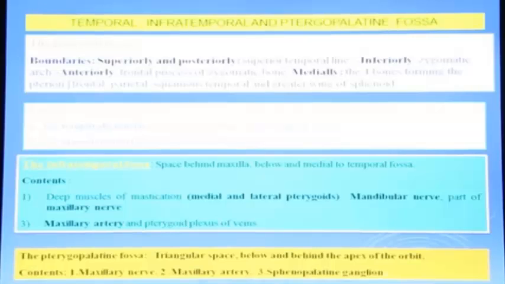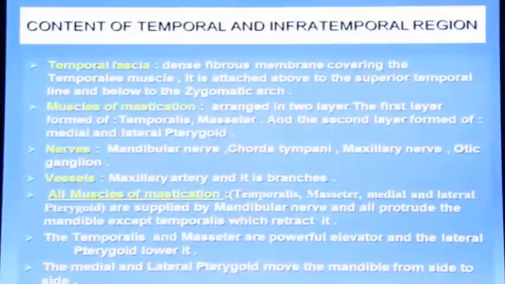The last fossa is the pterygopalatine fossa. It is a triangular space below and behind the apex of the orbit. Contents: maxillary nerve, maxillary artery, and sphenopalatine ganglion.